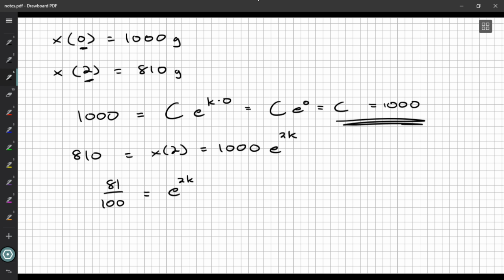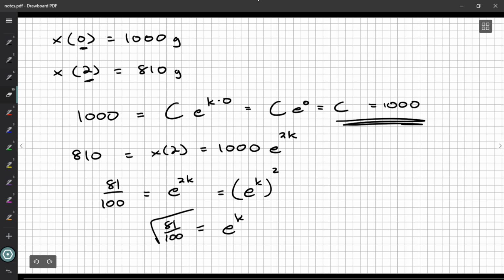Now we could go about this by applying logarithms to both sides, and that's perfectly fine. That's typically what we do. But I just noticed 81 and 100 are both squares. So I'm going to bring the 2 out here, and we're going to square root both sides. Okay, so e to the k must be the square root of 81 over 100. Now e to the anything is always positive. That's why we're not messing about with this plus minus stuff. Okay. The square root of 81 is 9. And the square root of 100 is 10. So e to the k is 9/10.